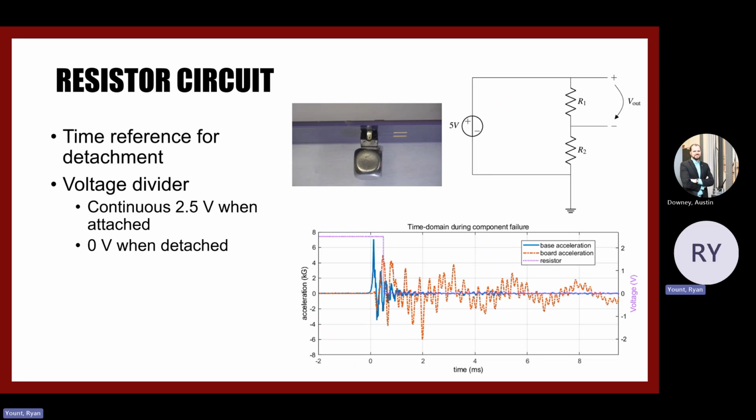And then you can actually see an example of that here for a test when the resistor falls off. And you can see the rapid time scale that it happens on, happening just within that first cycle of the natural frequency of the board itself, just at that first peak there.